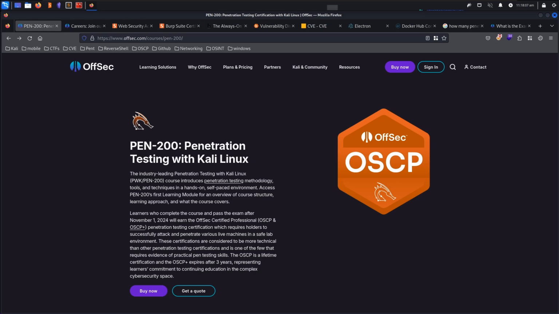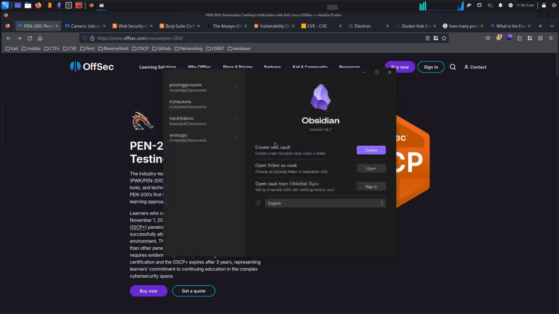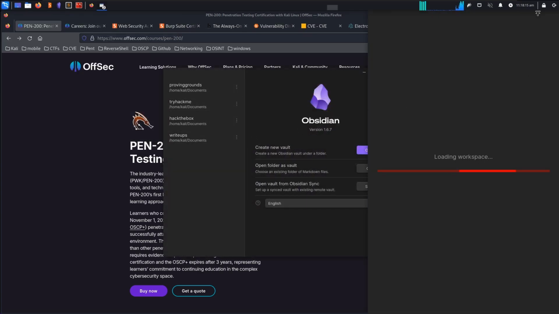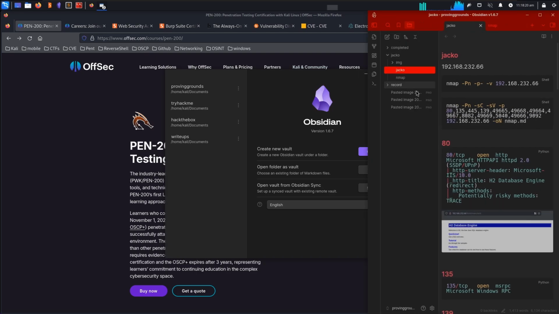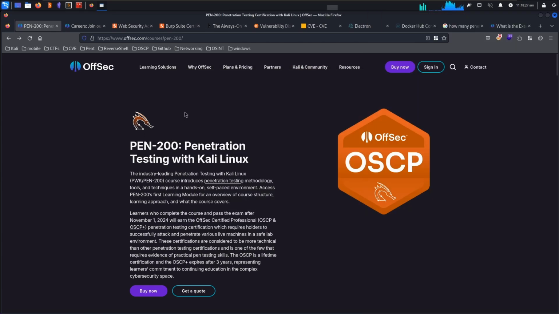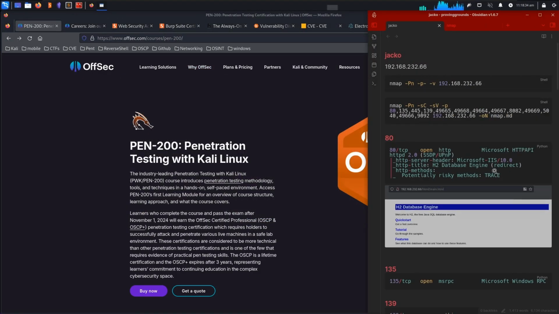I used Obsidian to take notes. Obsidian here, hopefully nothing crazy pops up. Yeah, cool. So I used Obsidian to take notes. This is obviously not the VM that I took it on. This is my Kali, my practice lab. This is what I use for CTFs, write-ups, Hack The Box, TryHackMe, and so forth. But I use this for notes.